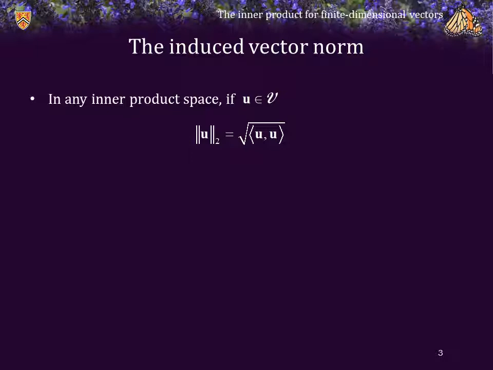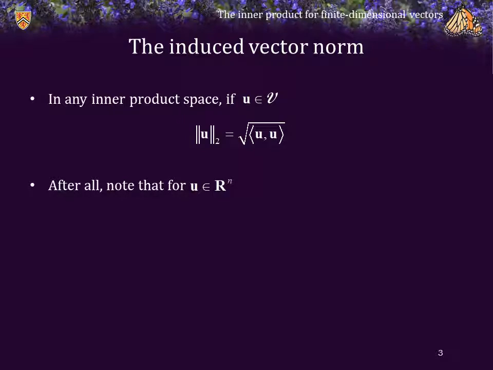So, given any inner product space, regardless if it's finite dimensional or any other vector space, if U is a vector in this inner product space, we will define the 2 norm of U as the square root of the inner product of U with itself.